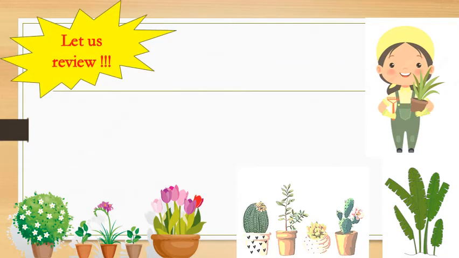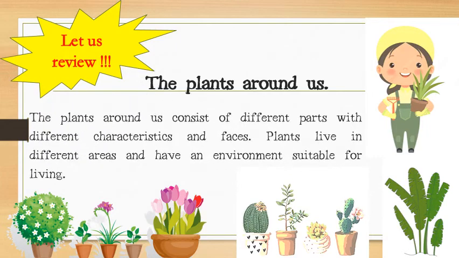Kids, let us review what you have learned from this lesson. You learned about the plants around us, and the plants around us consist of different parts with different characteristics and faces. And plants live in different areas and have an environment suitable for living.